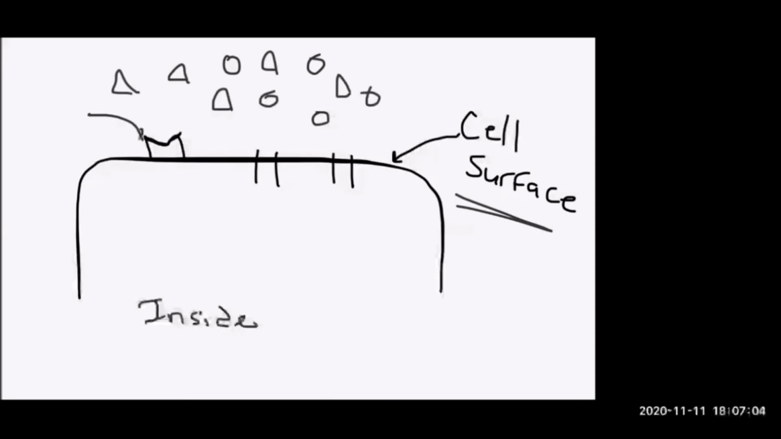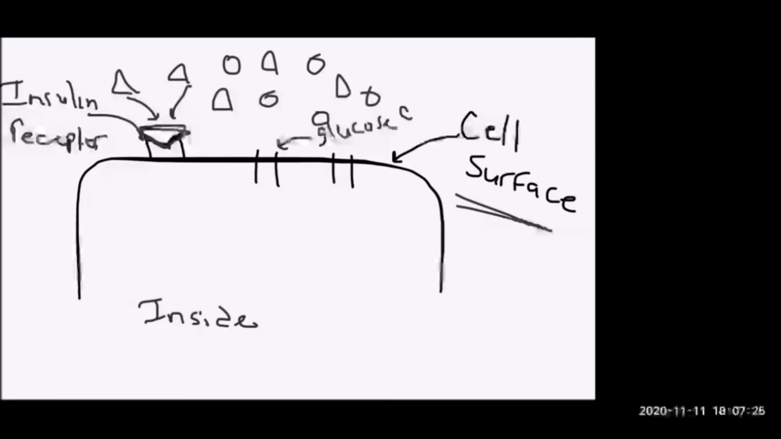So this right here is called an insulin receptor. And as you can tell, this is in the perfect shape of these insulin molecules. So they're going to come and they're going to bind to this receptor site, which will allow these things, which are called glucose channels, to open up. So once the insulin binds to the receptor, the glucose channel will open and allow these glucose to come and enter the cell. And then we're going to have glucose inside the cell.